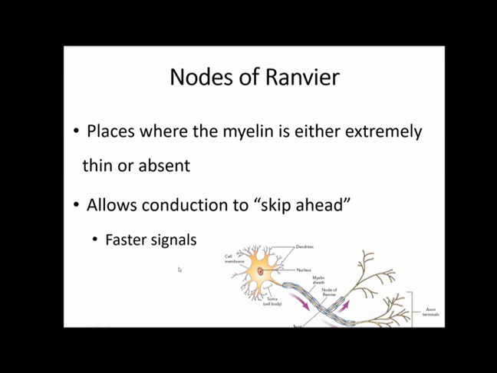So our next portion that we're going to talk about is a little bit about affecting that action potential and affecting how those signals are transmitted across the length of a neuron. So we're going to be talking about what are called the nodes of Ranvier, and these are related to the myelin sheath, which we've talked about very, very briefly previously.